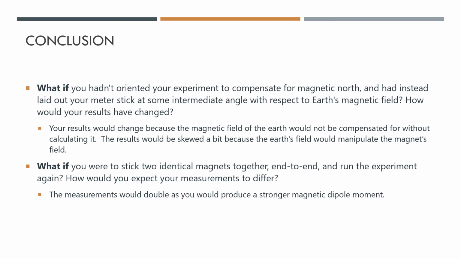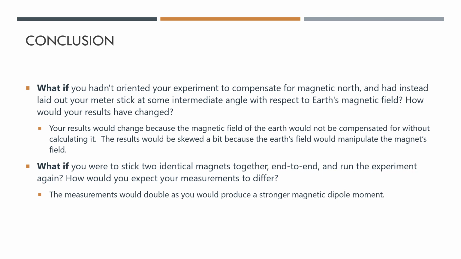To conclude the lab, there are two main questions that we wanted to answer. The first was, what if you hadn't oriented your experiment to compensate for magnetic north and had instead laid out your meter stick at some intermediate angle with respect to Earth's magnetic field? How would your results have changed? Your results would have changed because the magnetic field of the Earth would not be compensated for without calculating it. It would be skewed a bit because the Earth's field would manipulate the magnet's field, which is what we were trying to find.